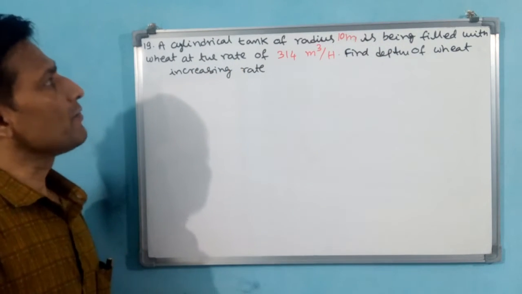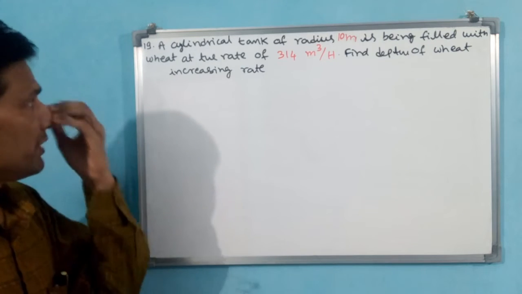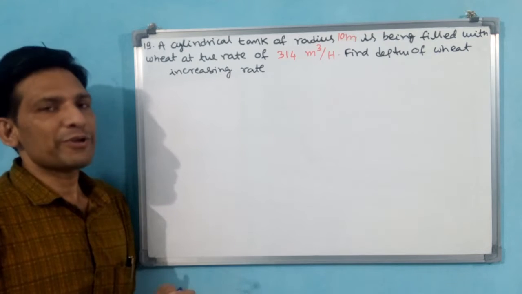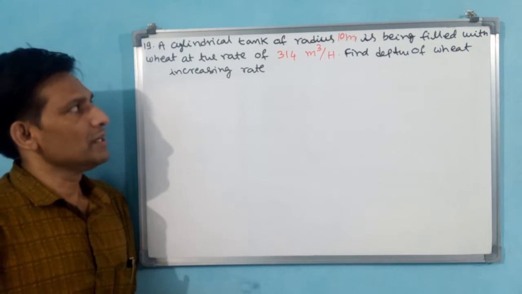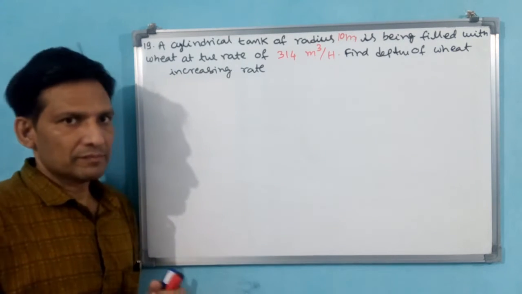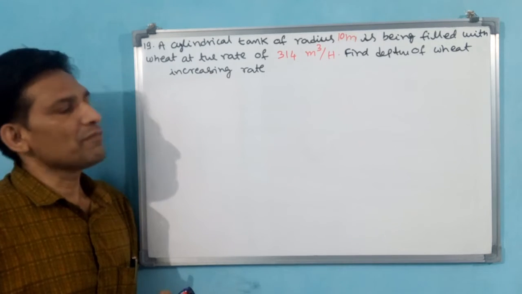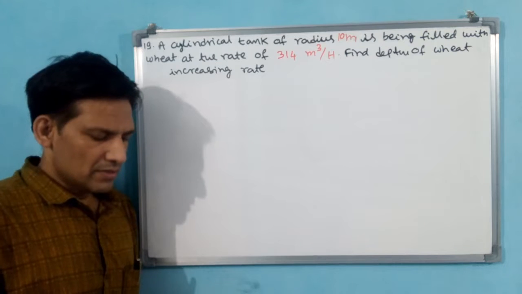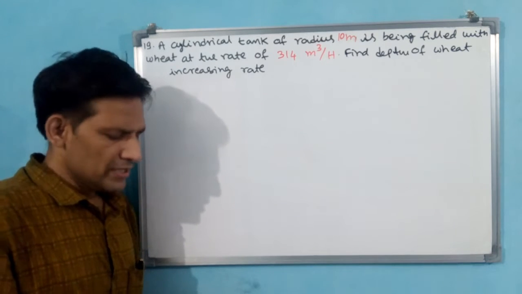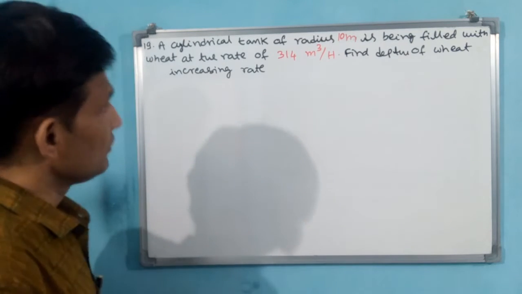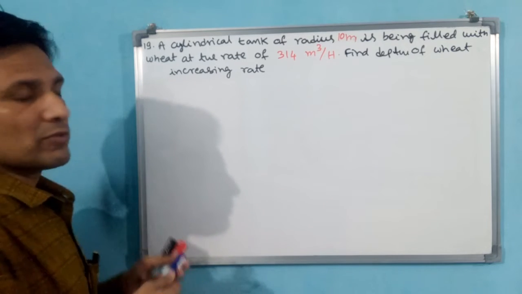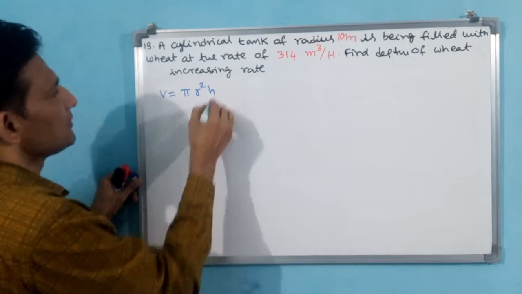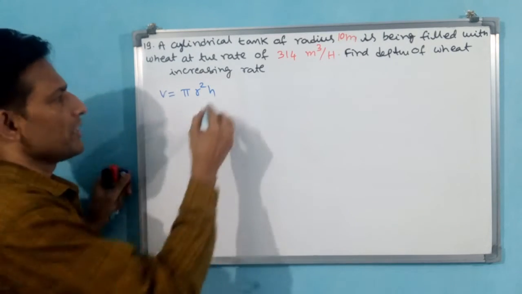A cylinder tank of radius 10 meters is being filled with wheat at the rate of 314 cubic meters per hour. Find the depth of the wheat increasing rate. See, this is a cylinder. Normally, you take the cylinder volume. You see what I am writing. Cylinder volume means what? Pi r square h.